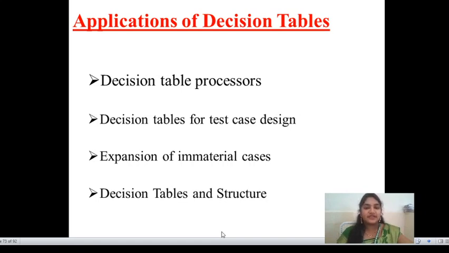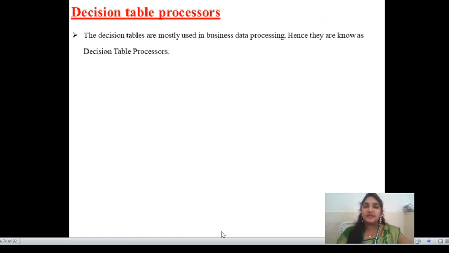Decision table for test case design. If there are any immaterial cases, they can be expanded, and the decision table and its structure can be defined. So the first one is decision table processors.